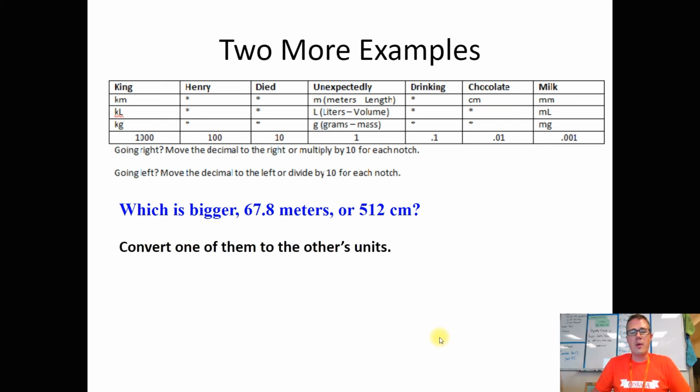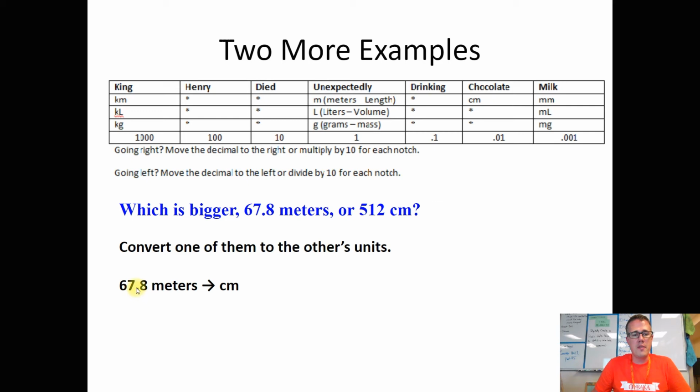In order to answer this kind of a question, we need to convert one of them into the other. So we can either turn this number into centimeters or turn this number into meters so that we can compare them. I just chose to do this one, the 67.8, and I decided to turn it into centimeters. So the steps are just the same as before.